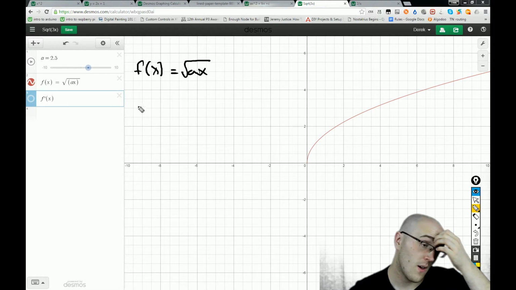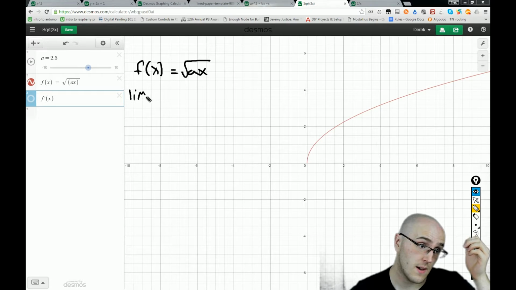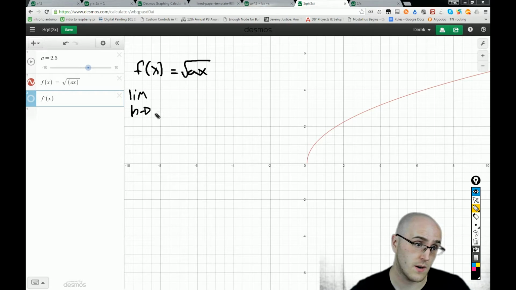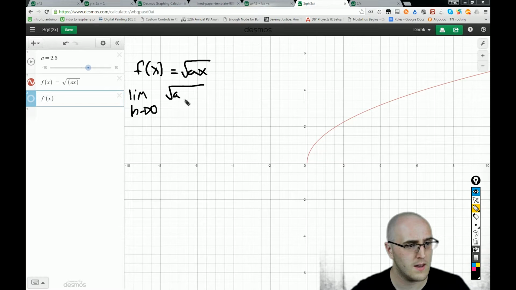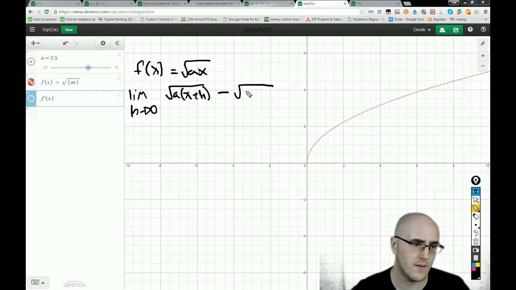So we want to know the limit as h approaches 0 of the square root of a times (x plus h), minus the square root of ax, all of that over h.